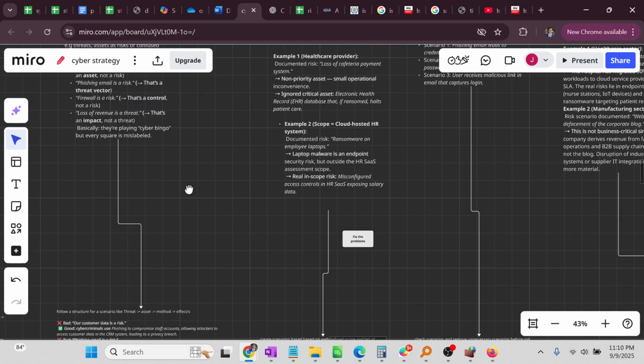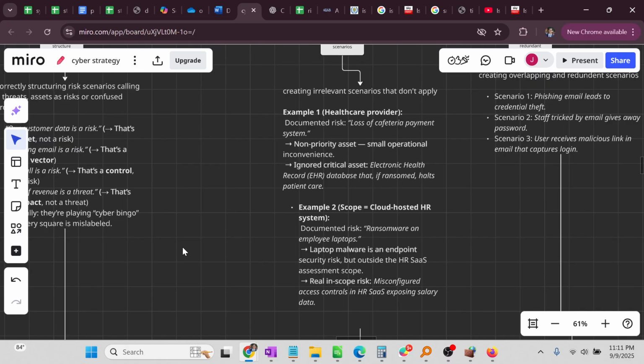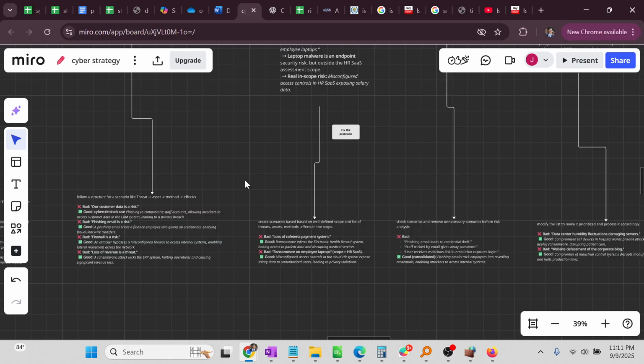All right. Irrelevant scenarios. Like I mentioned, you are not focusing on the scenarios you should be focusing on. The scenarios just are not relevant to the scope or the impact that you think. So this is that situation. How do you fix it?